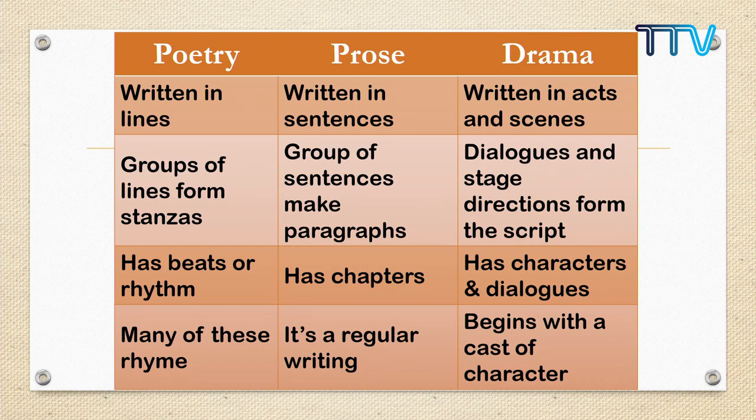In poetry we find lines, whereas in prose we find sentences. In drama you have acts and scenes. In poetry groups of lines form stanzas, whereas in prose groups of sentences make paragraphs. In drama you have dialogues and stage directions that form the script. In poetry you have beats and rhythm, whereas in prose you have chapters. In drama you have characters and dialogues. Not all poetry has to rhyme. And prose is regular writing, whereas poetry is more creative. Usually prose is regular writing.